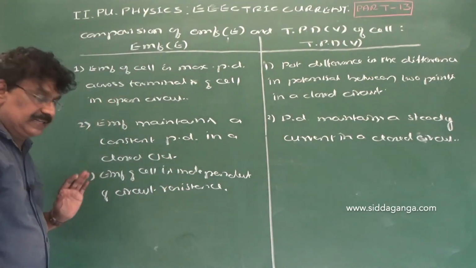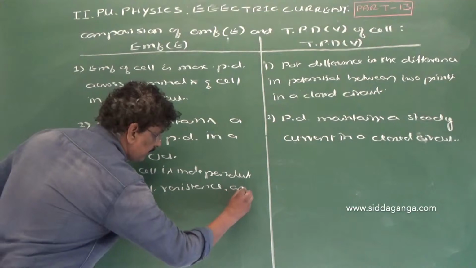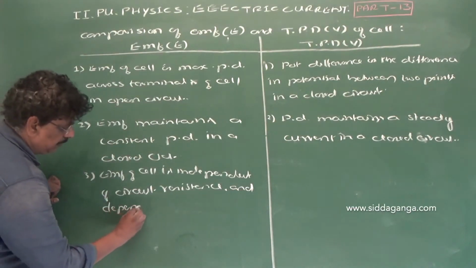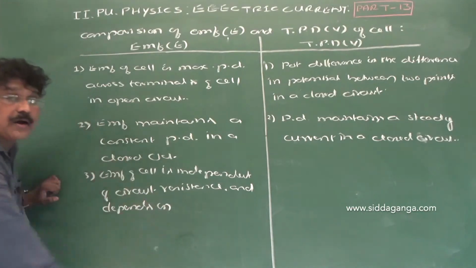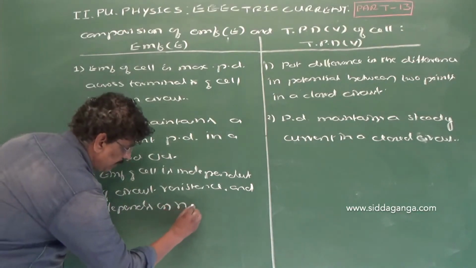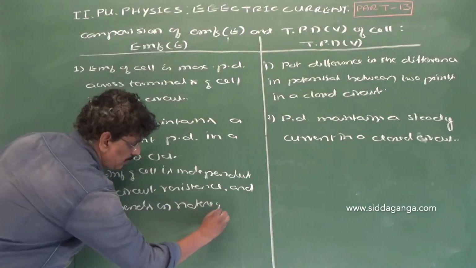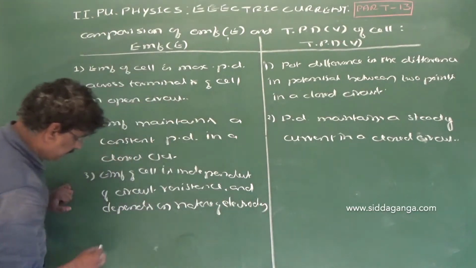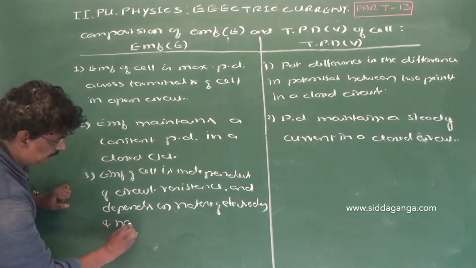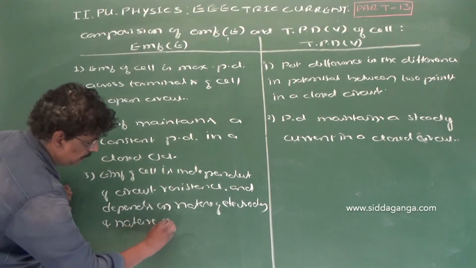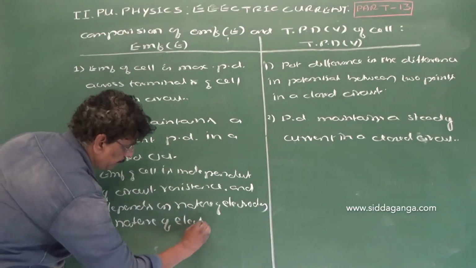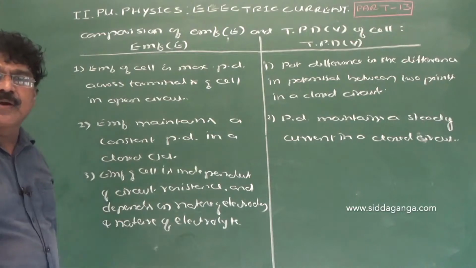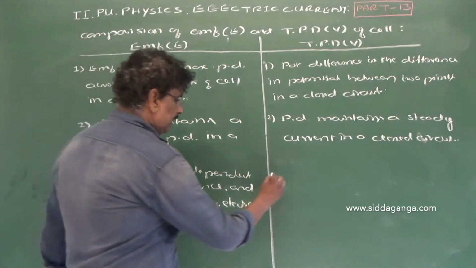It is independent of the external resistance R, and depends on the nature of electrodes and the nature of electrolyte. Nature of electrode and nature of electrolyte.